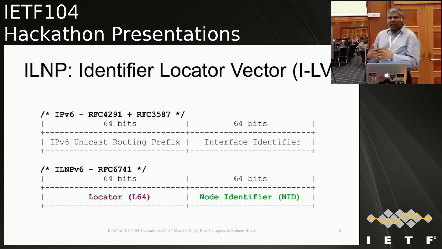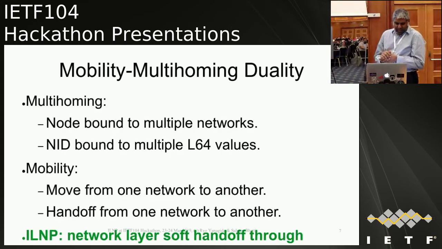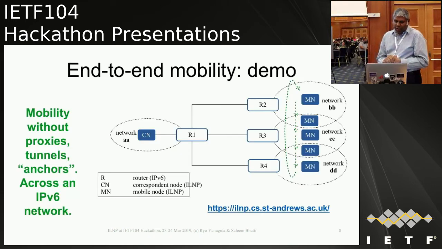And then the node identifier, which is the lowest 64 bits of the 128-bit IPv6 address space, that is used at the end system. So the end system stack has to be updated to recognize this split and to deal with the new semantics. So we have a demo, and it will be showing how mobility and multi-homing can be achieved together by binding a node to multiple networks through the dynamic binding between a NID and an L64 value. And we have mobility by having a node move between networks.